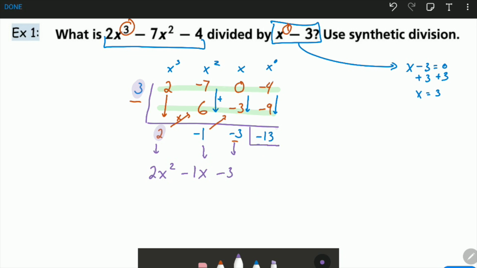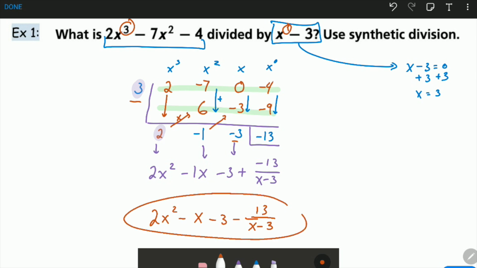And then this last term is actually the remainder. So we'll have a remainder of negative 13 over x minus 3. I wrote that out without thinking about it, but we could also write it as 2x squared minus 1x, plus something, over x minus 3. And since our remainder is negative, you may see it as minus 13 over x minus 3, like so. And there you have it.